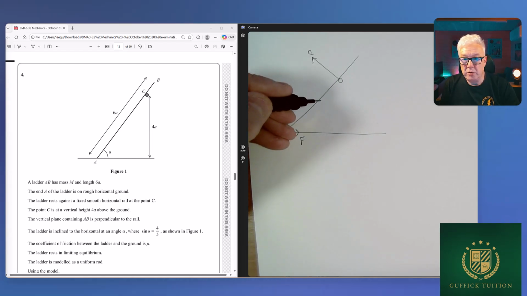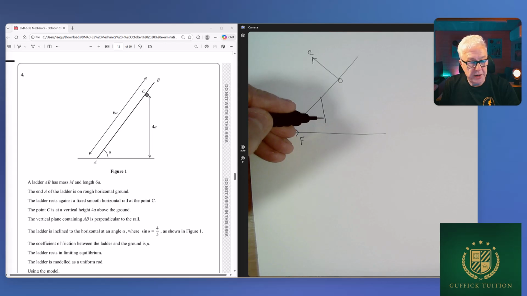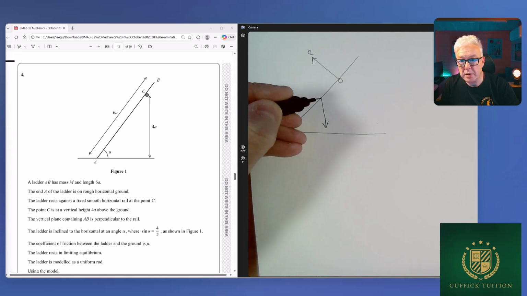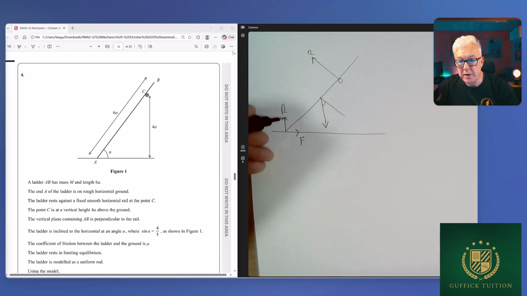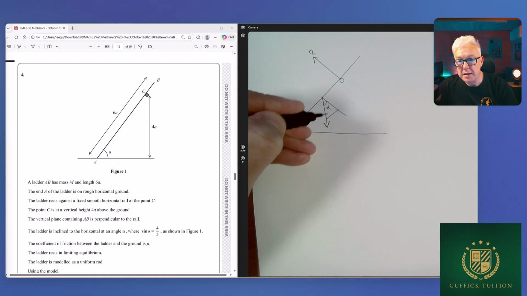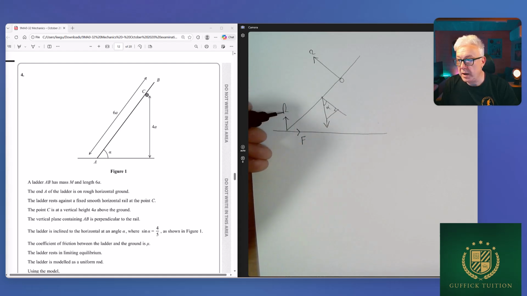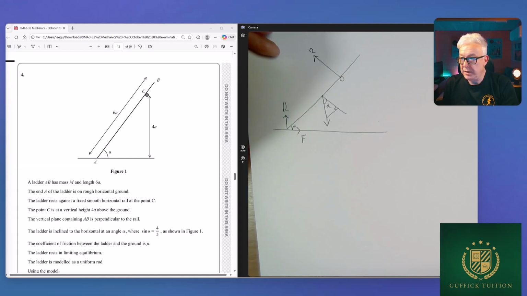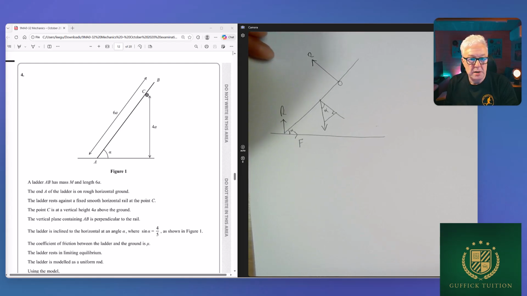It's a uniform rod, uniform ladder. So therefore the weight is acting straight down, which means that we've got an angle here of alpha. And there is our little diagram like that. And then here is our angle alpha as well. I think that's pretty much it in terms of the forces that we're experiencing.